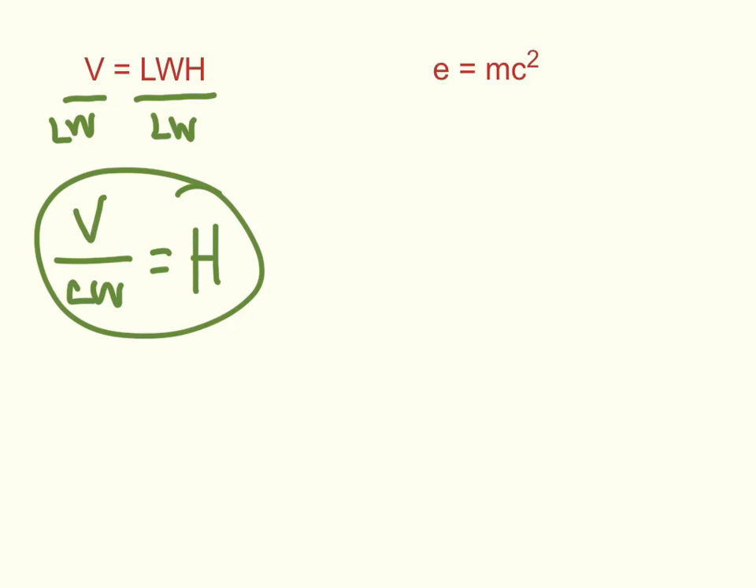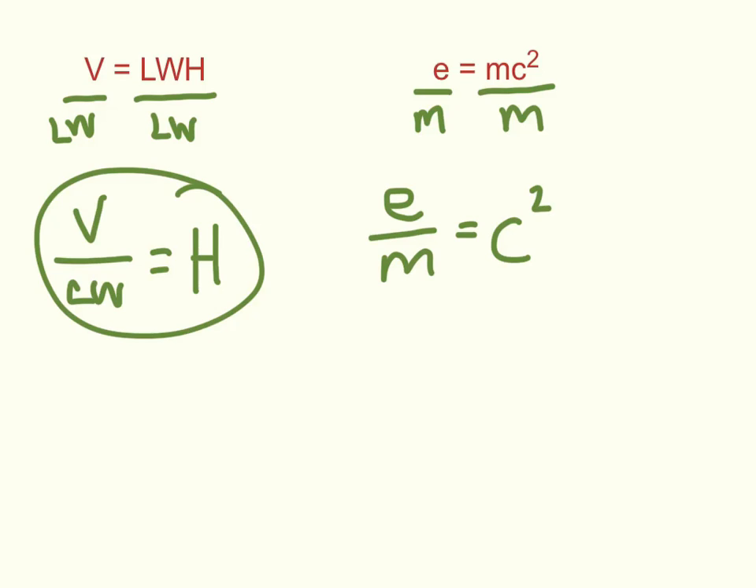The next one, E equals MC squared. I'm solving for C. Okay, so my M and my C squared are glued together. So I'm going to divide by M on both sides. So I have E over M equals C squared. But I have not gotten C all alone. I still have that squared.